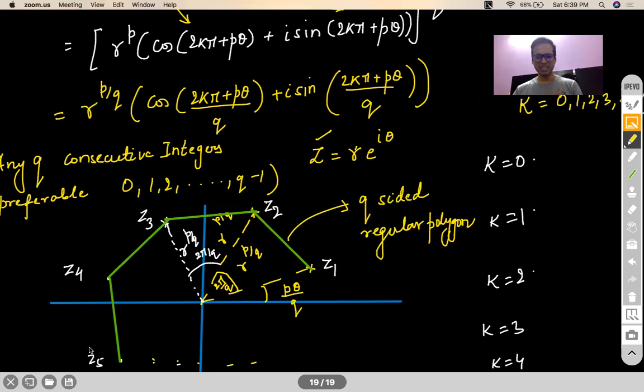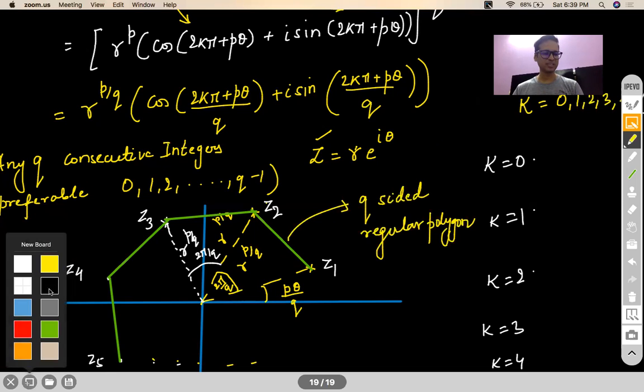Okay. Would you like to take one more example? I am sure you want to take one more example. Okay, let's say, I'll take an example. Let's take i only. Let's say I want to find out i to the power of 2 by 3. Now see, I will not use any mathematical notation. I'll just do it from my Argand plane diagram.